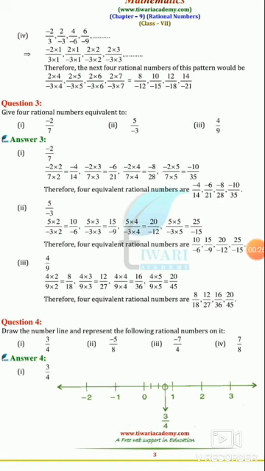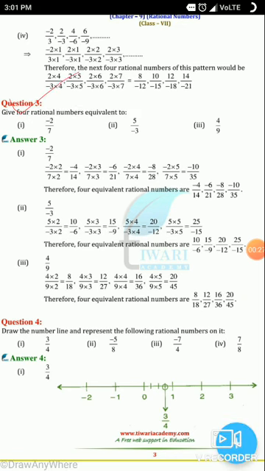So students, see question number 3. Give 4 rational numbers equivalent to. Here there are 3 questions and we have to find 4 equivalent numbers of these rational numbers. So first is what? Minus 2 upon 7.